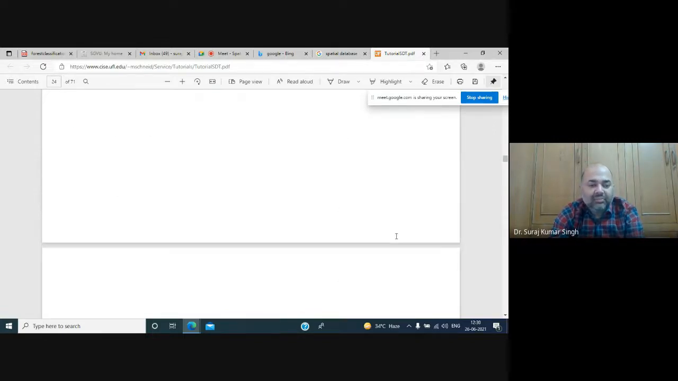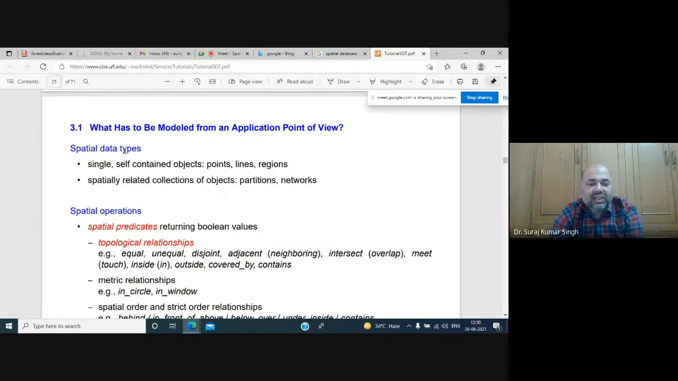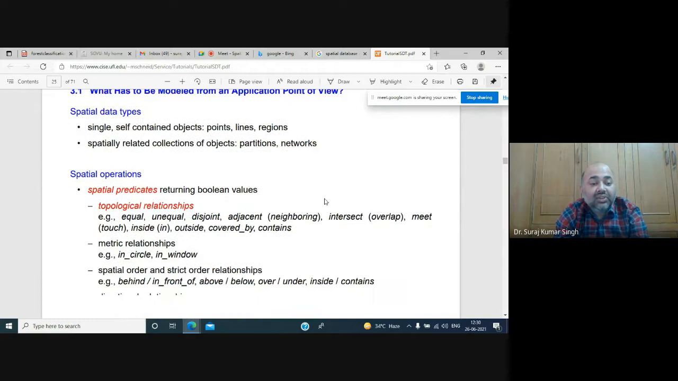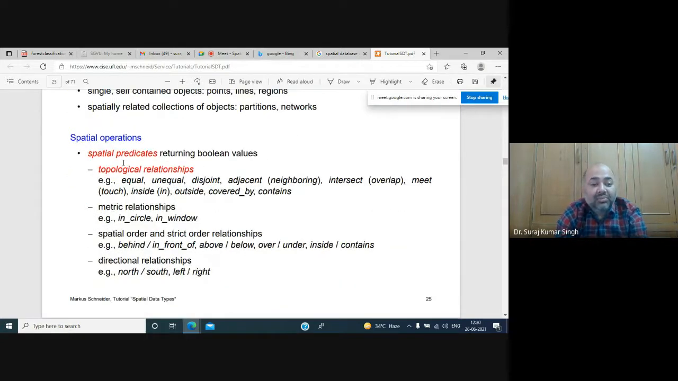Types and systems. Spatial data types are single self-contained objects like point, line and region. Spatially related collections of objects are partitions and networks. Spatial operations are spatial predicates, returning Boolean values, like topological relationships: equal, unequal, disjoint, adjacent, neighboring, intersect, overlap, meet, touch, inside, outside, covered by, contains. So these are all topological functions that you will be performing.